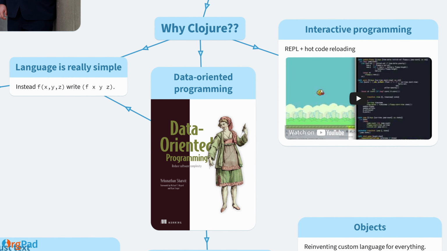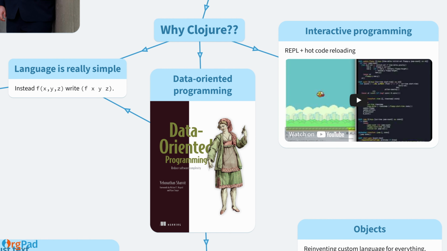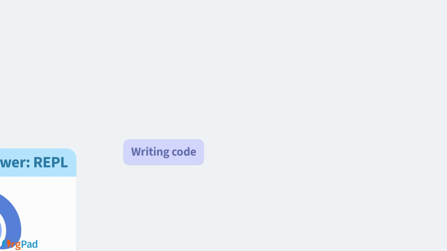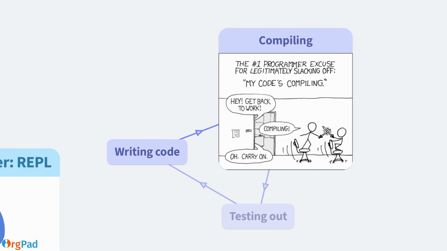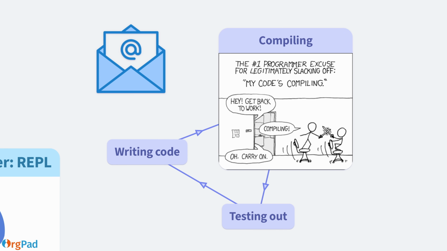The last reason for choosing Clojure is powerful interactive programming with REPL and hot code reloading. Normal programming consists of a cycle where one writes code in text files, compiles them, which might take a lot of time, and then tests it by running the application. This makes the feedback cycle slow and feels like exchanging emails with your computer.